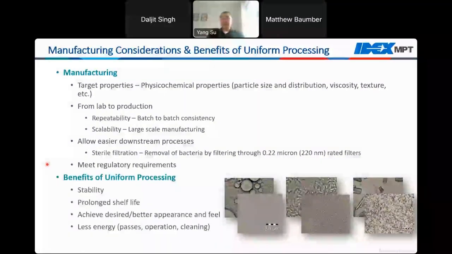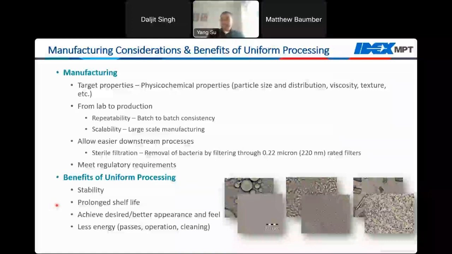I mentioned when I introduced the technology a lot about uniform processing, that you can achieve constant pressure and constant shear rate. As a benefit of the uniform processing, I mentioned when I talked about particle size and distribution that you're not only able to achieve a desired particle size quicker, but you're also going to get a very narrow distribution. So the benefit is you can certainly achieve better product stability. Better stability often translates to a prolonged shelf life. So the increased shelf life of the product is always good.